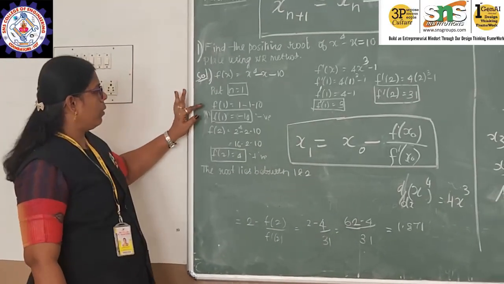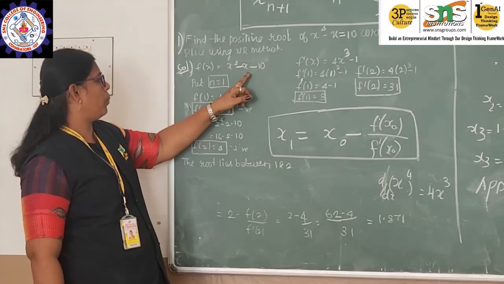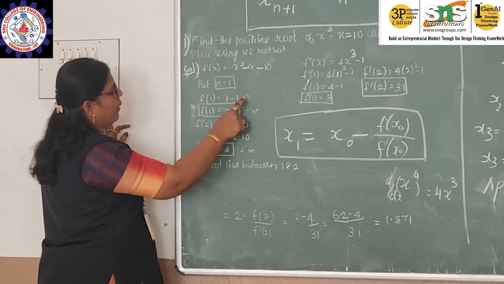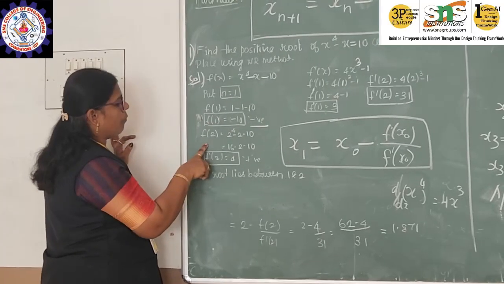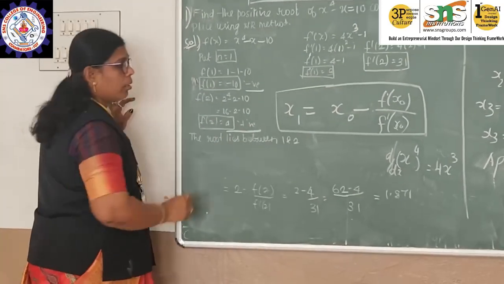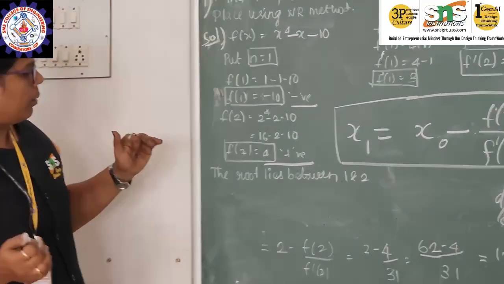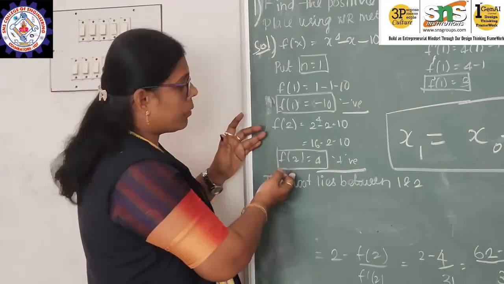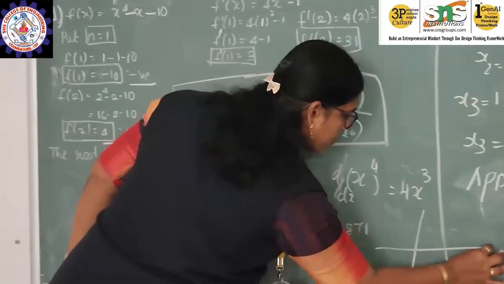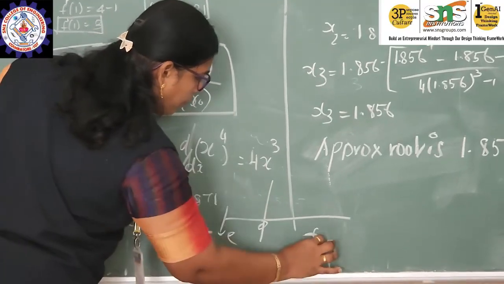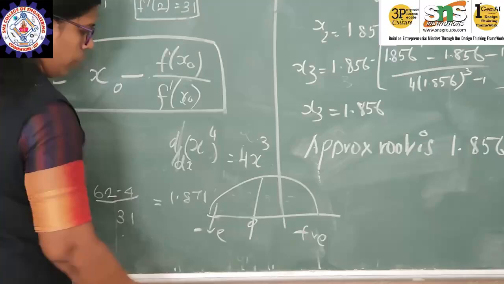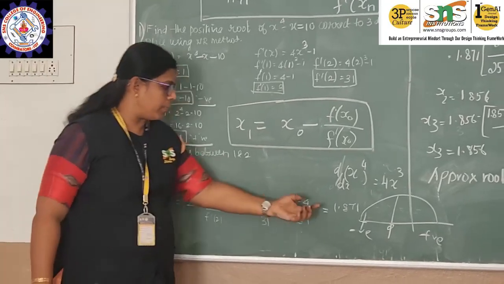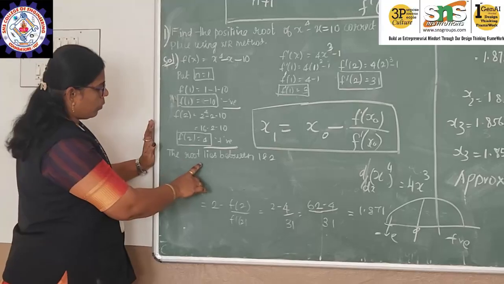Okay. Now substitute in the given function f of x equal to x power 4 minus x minus 10. Substituting x equal to 1: 1 minus 1 minus 10, that is minus 10, a negative value. And then f of 2 equal to 4, a positive value. Having a negative and a positive value, minus 10 and 4, the root lies between these two values, 1 and 2. Okay. For example, on either side of 0, one value is negative and the other is positive, so the root lies between them. Here the root lies between 1 and 2.